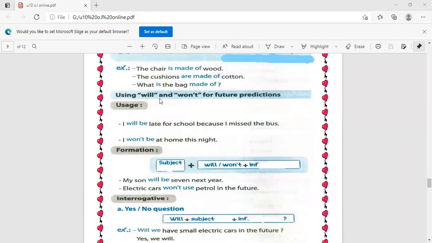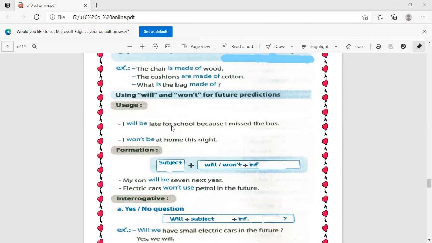Okay, using will, we talk about the future. When we talk about the future, we use will, okay? Or won't in the negative form, for future prediction. When we predict that something will happen in the future, we say it will or won't happen, okay? So before, in the previous unit, we talked about going to. Today we will take will and won't.